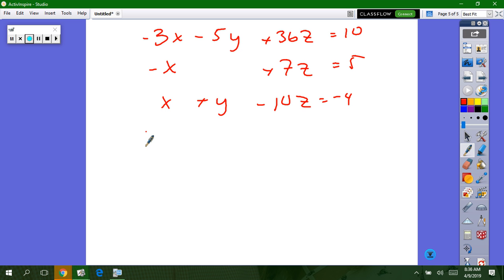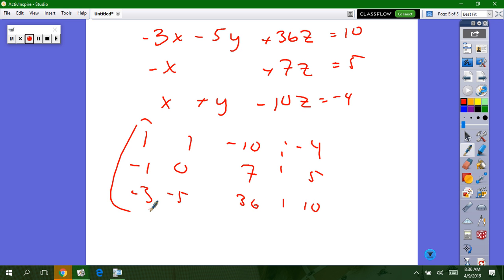So I have 1, 1, negative 10, negative 6. How do I write this row right here? 8, 7, and 5. And then negative 3, negative 5, 36. Everybody there with me?